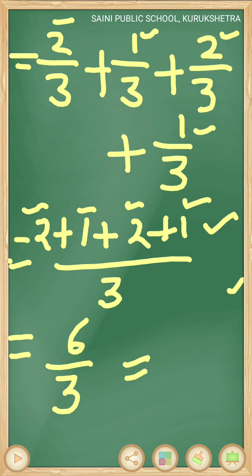In this way you can add all fractions, whether it may be 2 fractions, 3 fractions, or 4 fractions. The procedure is the same for all types of fractions. So it was all about how we can add like fractions.